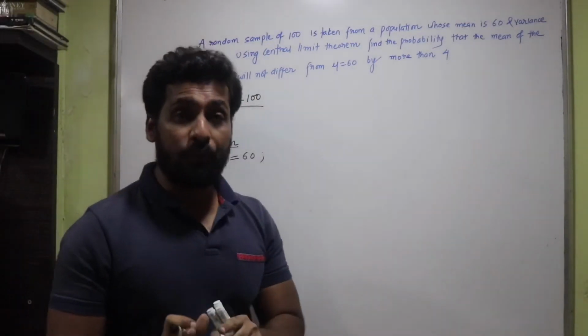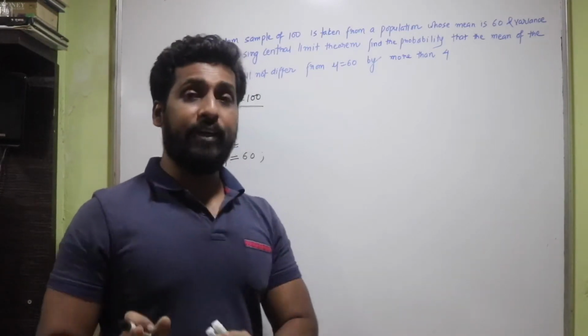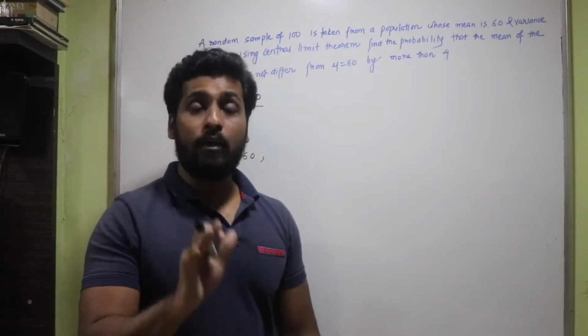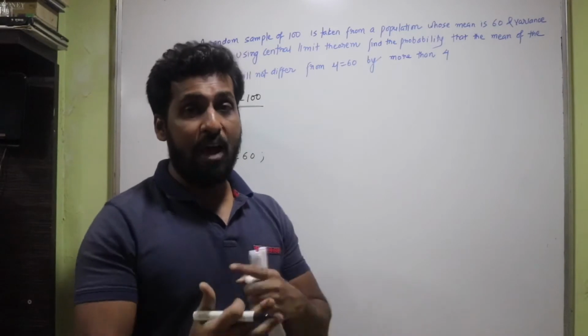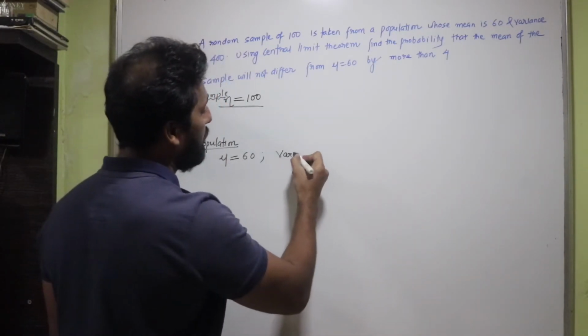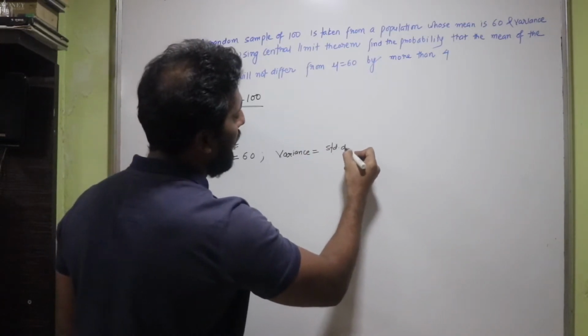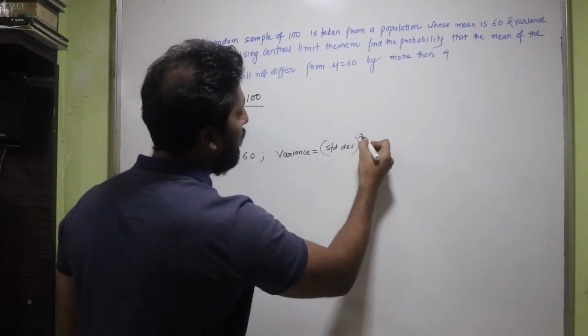Now students, observe carefully, he has given us the variance and not the standard deviation. We remember that variance and standard deviation have a relation between them. We know that variance is actually sigma square, or I can say standard deviation squared.